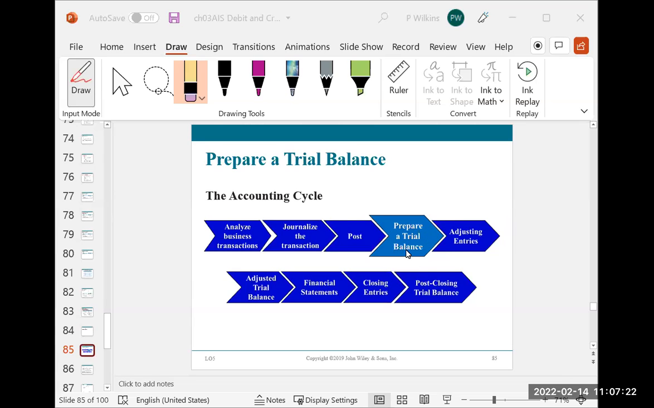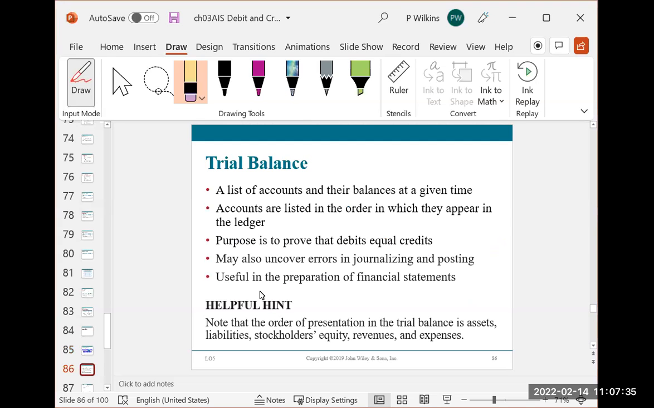So for us, we will go from preparing a trial balance to doing the financials. You would do the financial statements from the trial balance, but we're just going to be preparing the trial balance. Okay. So the trial balance is a list of the accounts at the end of the period. It's at a given time, but it would be the end of the period. You do it when you're getting ready to do your financial statements. And the accounts are listed in the order that they appear in the ledger. So I'm going to give you a specific order that you need to list the accounts in.